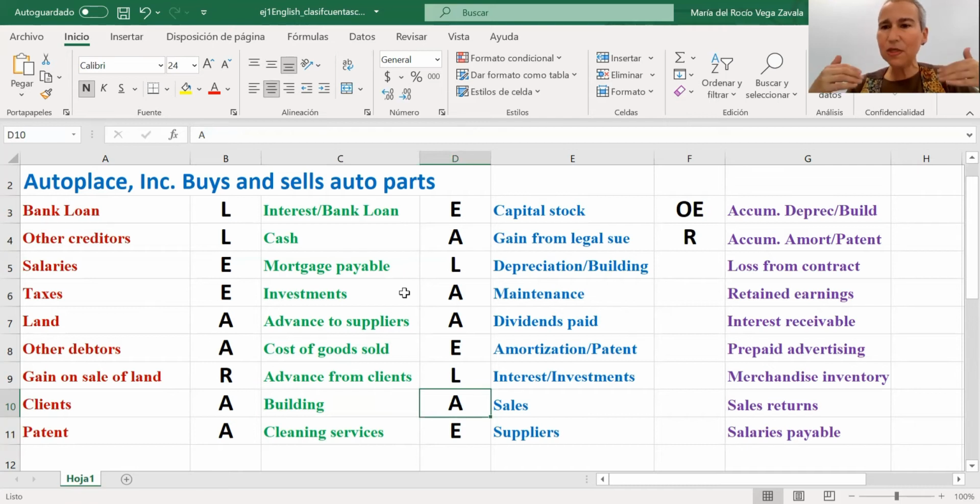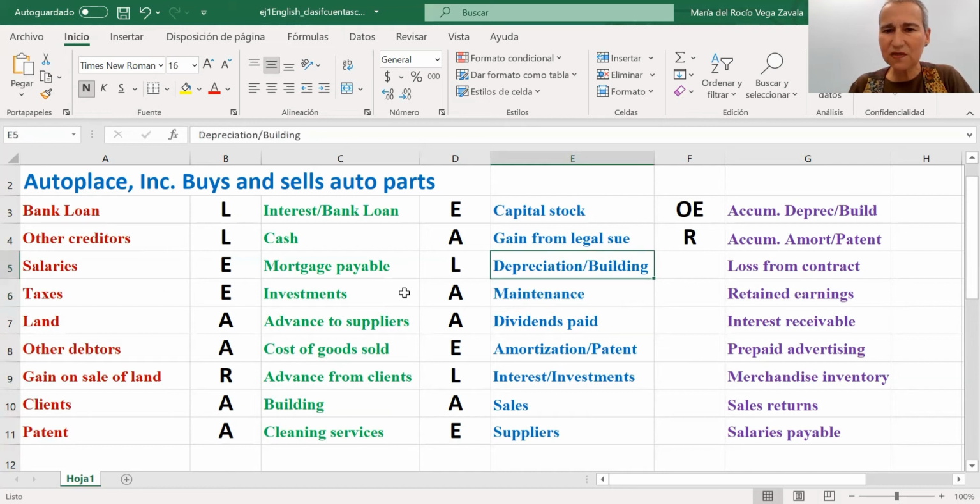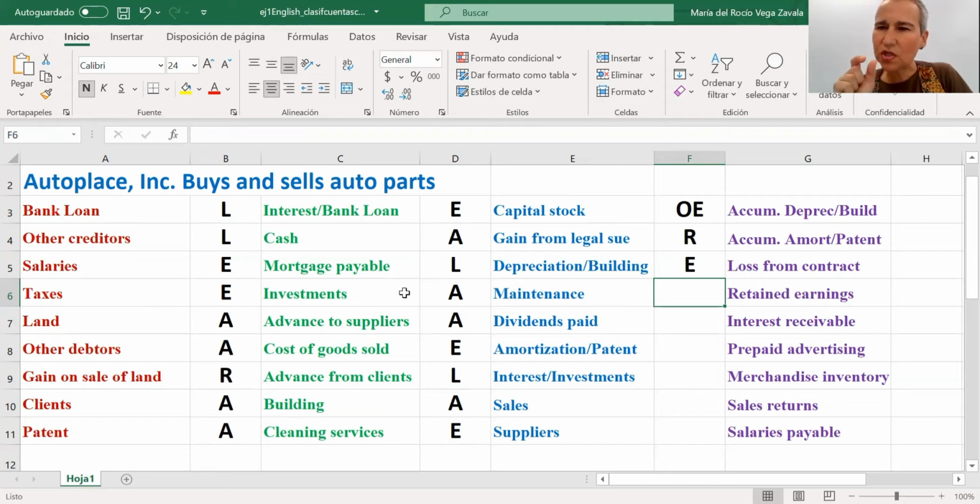But as I'm using it, that asset will get used and will become an expense, and that expense is called depreciation. So this depreciation that is here, which is an expense, is the part of the building that has been already used. So as it has been used, it is an expense and it is called depreciation, okay?